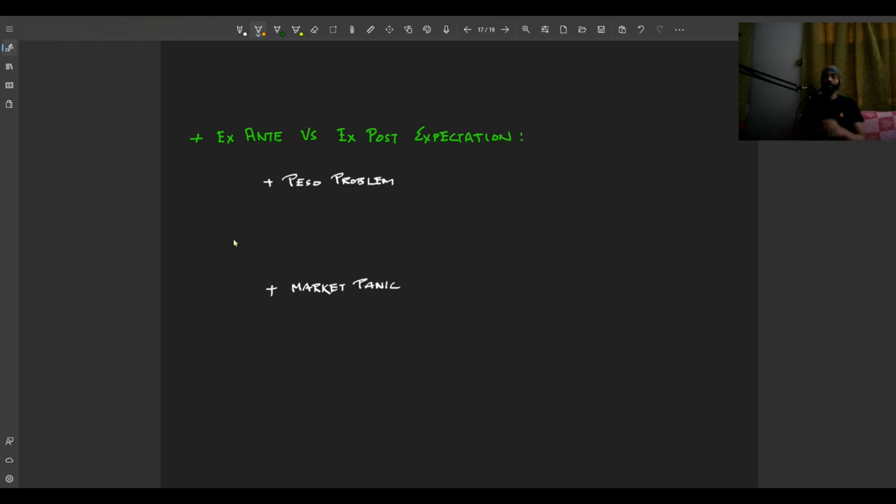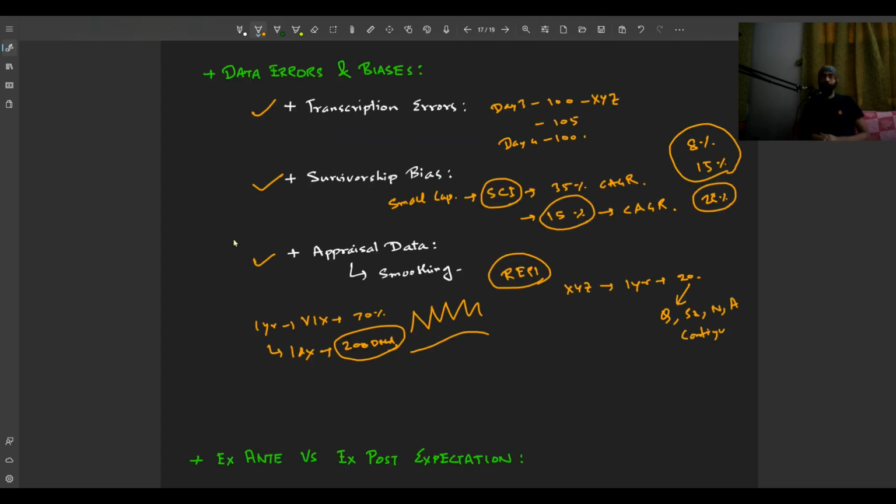Then we speak about certain data errors and data biases. Data biases means which kind of biases? Survivorship bias. It is a bias in the data. Then smoothing bias. Here the bias is in the data. Then transcription error. It's an error of recording the data, right? Now there are other biases also, psychological biases, emotional biases. We'll discuss them in the next section. But now we'll talk about ex ante versus ex post expectation. What do you mean by that?